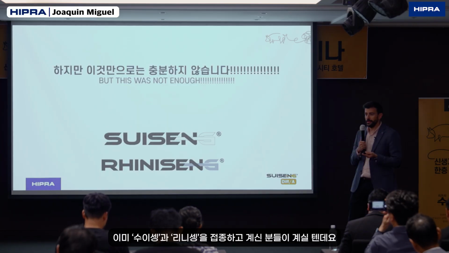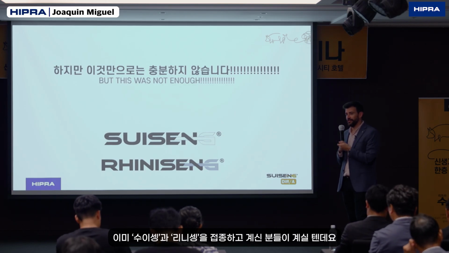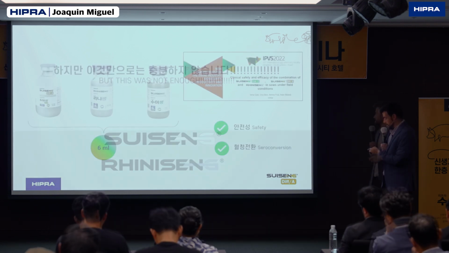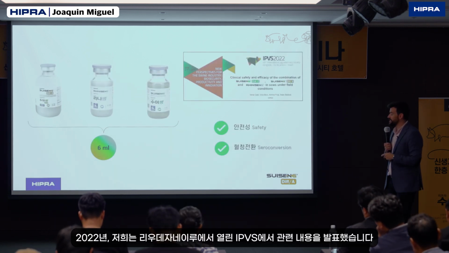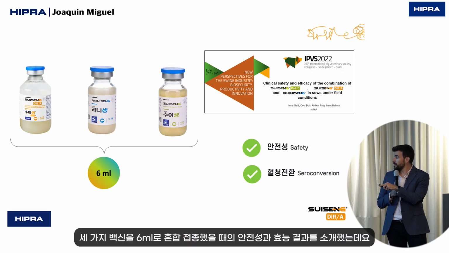But, well, you can think, okay, I'm already applying SUISENG together with Rinicent. Can I apply together SUISENG, SUISENG-Diff, and Rinicent? Around 3 years ago, we published at the APBS in Rio de Janeiro the results of the clinical safety and efficacy of applying the three vaccines combined in just one shot of 6 milliliters.